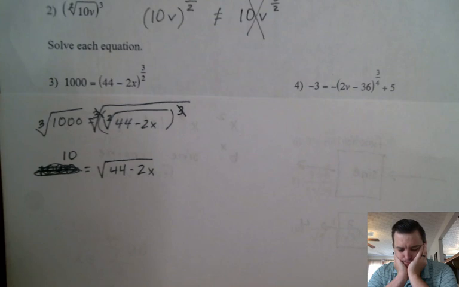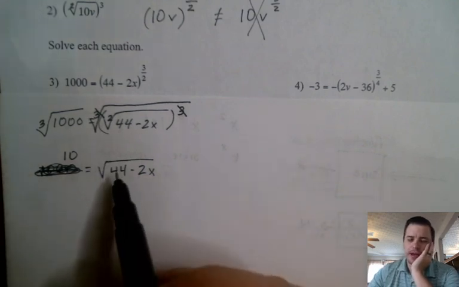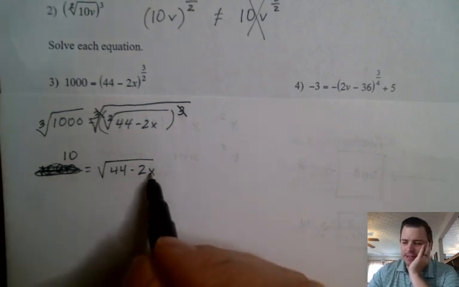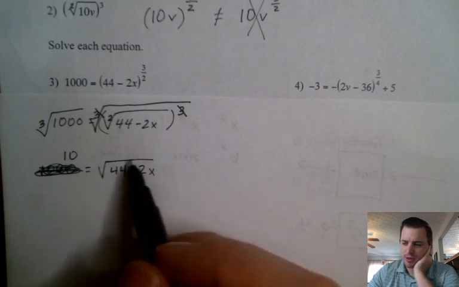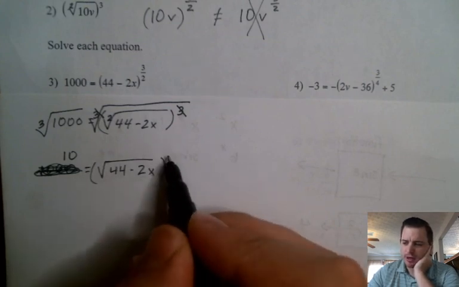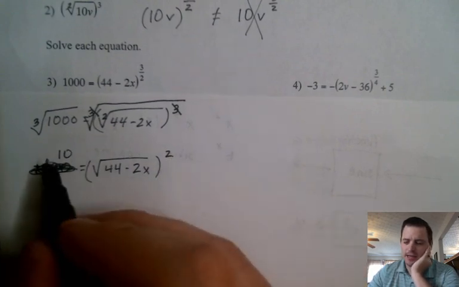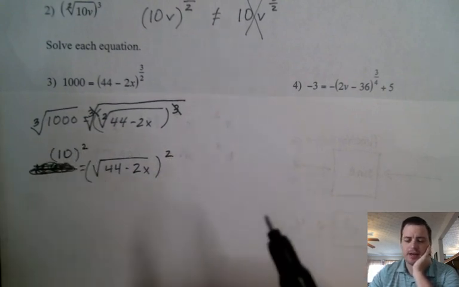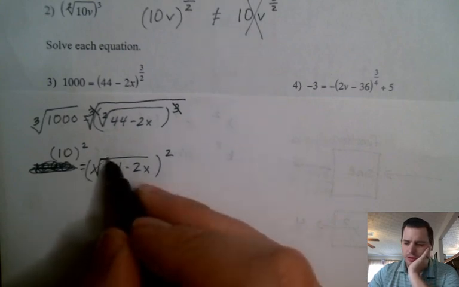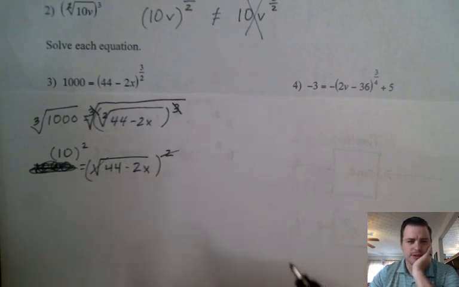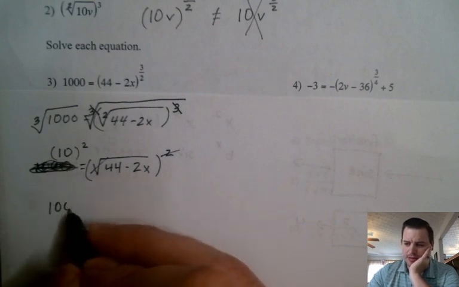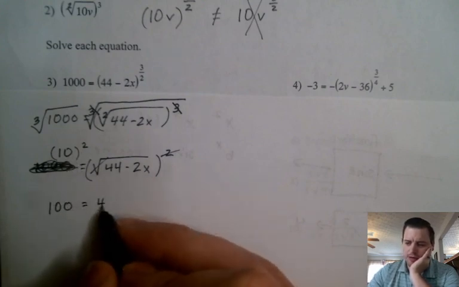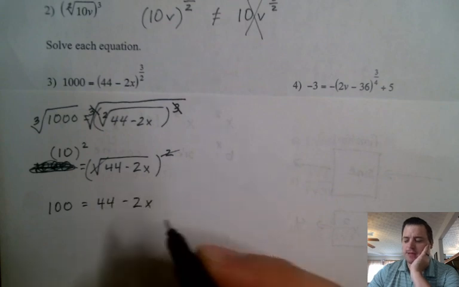Okay. So then from there, I asked myself, all right, I need to get this x alone, so I've got to take care of all this around it. So what's the inverse operation of square rooting? Well, it is to square. And what I do to one side, I've got to do to the other side. The square root and the square cancel because they're inverse. 10 squared is 10 times 10, so that's 100, is equal to 44 minus 2x.